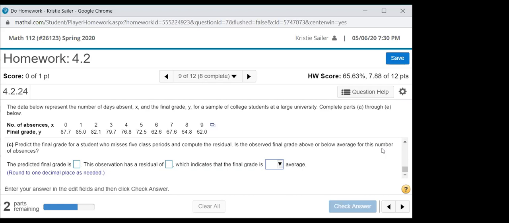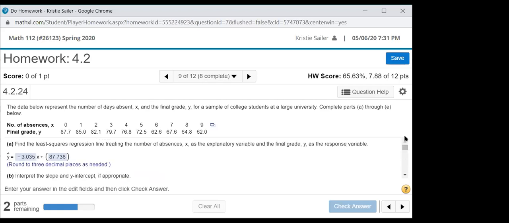Okay, so first you put the 5 in your regression equation. 72.5. Okay, so let me go. You could use it. Negative 3. And I leave it negative, right? When I put it. Yeah, you're gonna put 5 in where X is. So negative 3.035 times 5, plus 87.738. I'm gonna need your help with this one.